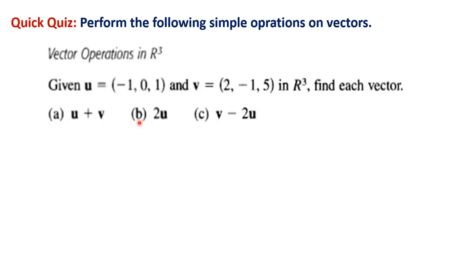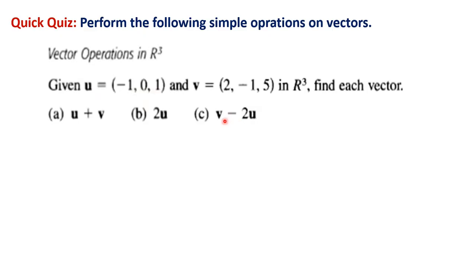Then the second operation is also simple. Find 2u. 2u means multiply this vector with just 2. So multiplying this vector with the scalar 2 means I have to multiply every component with 2. So if I multiply this u vector with 2, the first component will become minus 2, the second will remain as it is, because 2 into 0 is 0, and when I multiply this with 2, it will become 2. So then the 2u vector will be minus 2, 0, and 2.